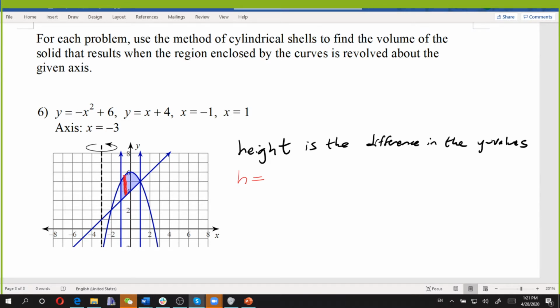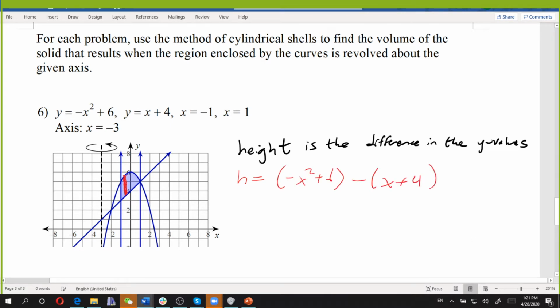Okay, I've got a chat coming through, 1 second. Okay, you're right. So our height is our difference in our y values, which would be negative x squared plus 6 minus x plus 4, which you've simplified in the chat to negative x squared minus x plus 2. Okay, that's perfect.